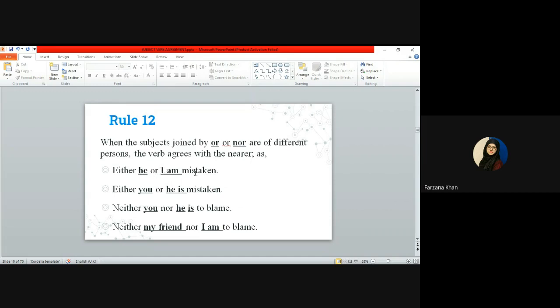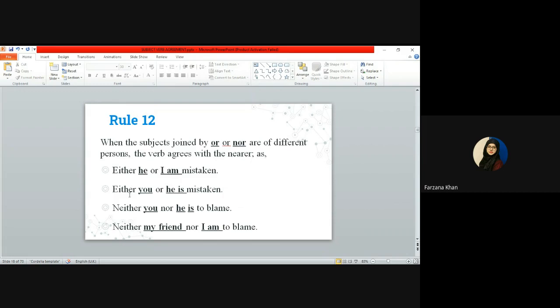Either he or I am mistaken. Here you can see he requires is and I requires am, but we have used here am. Why? Because the nearer subject is I. Either he or I am mistaken, right?